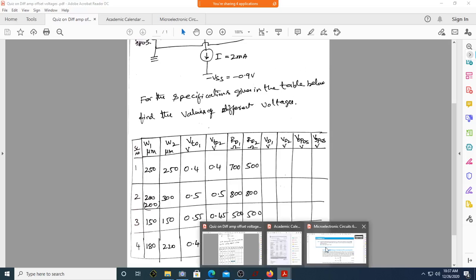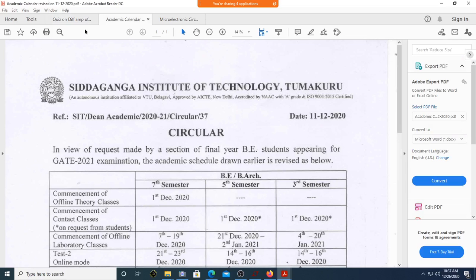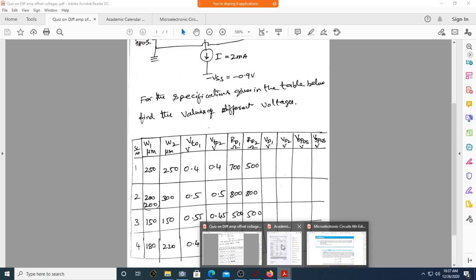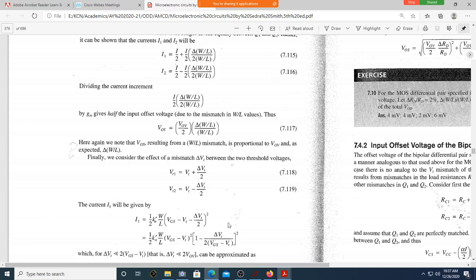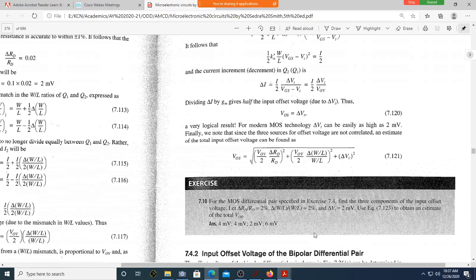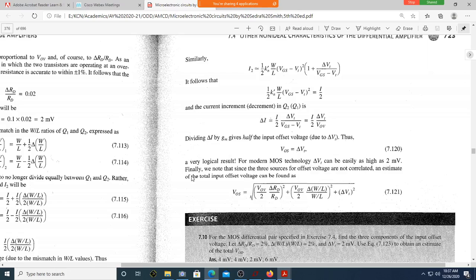Let me just go back to your textbook and then show you this, not this, maybe this one. Okay, let me show you this. Can you see this here? Finally, we note that since the three sources of offset voltage are not correlated, an estimate of the input offset voltage can be found something like this. This is when you have a mismatch in all the three. So it is like RMS, root mean square.